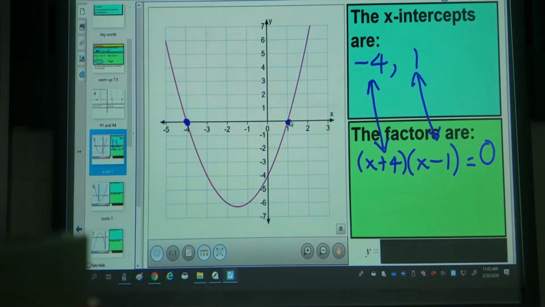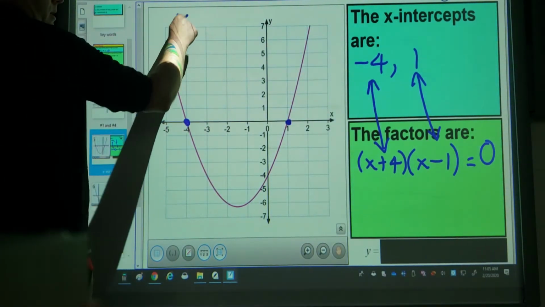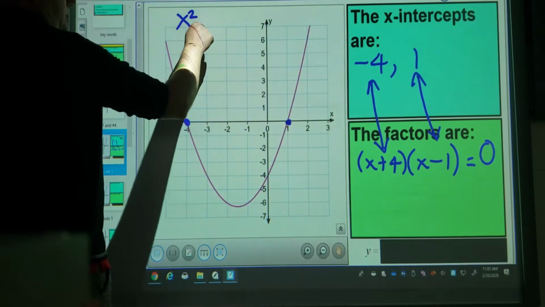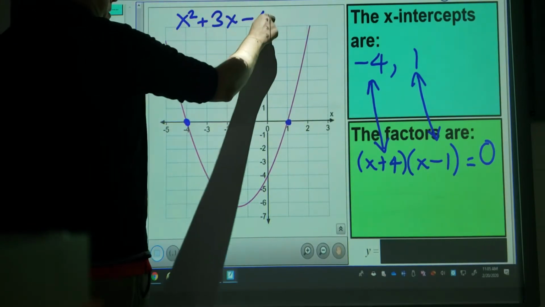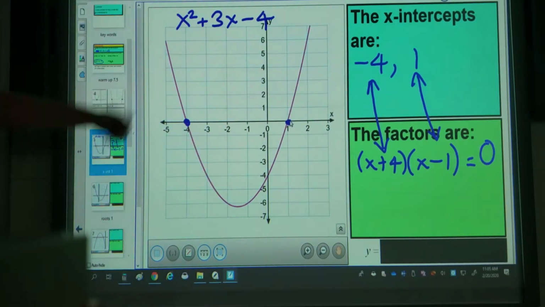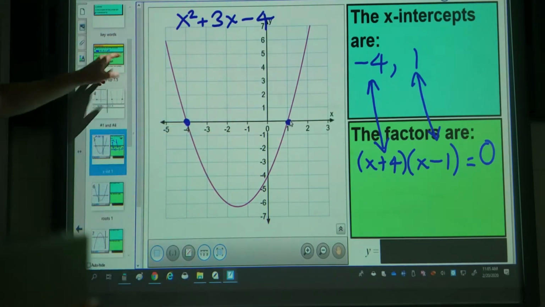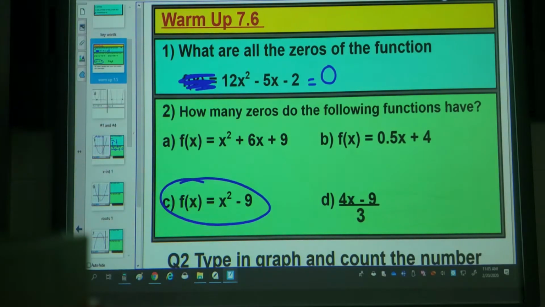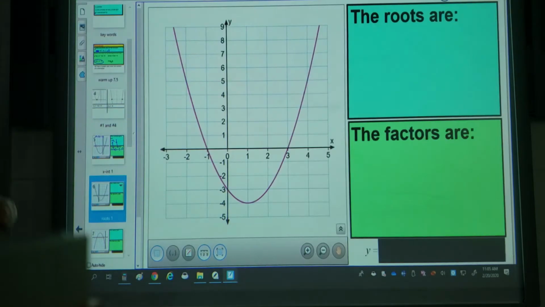If they only give you an equation, so this equation here, actually, if I was to work it out, is x squared plus 3x minus 4. If they only give you an equation, you can type in the equation like you did in the warm-up, and then you can actually just read those values straight off.